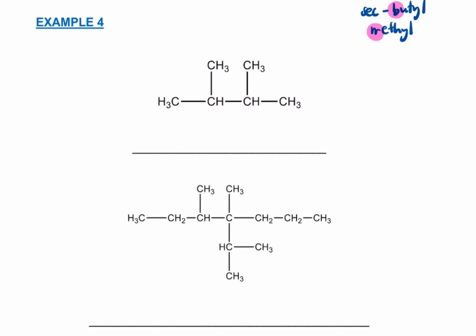Now, let's go to example 4. How do you want to give the name for this one? Let's use the same steps as before. Calculate the longest carbon chain that you got. For example, I start from left, 1, 2, 3, 4. If I start from the right, 1, 2, 3, and 4. So 4 is my longest carbon chain, which means the name of my parent is butane.